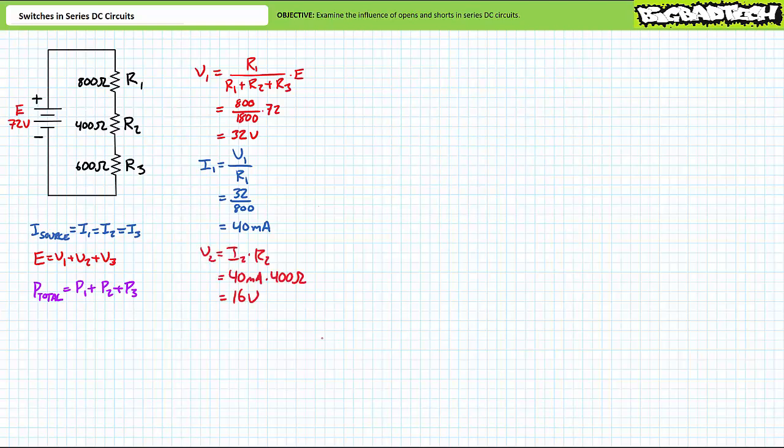An application of Ohm's law demonstrates the voltage drop across resistor 2 to be 16 volts. An algebraic rearrangement of the Kirchhoff's voltage law equation for this circuit demonstrates V3 to be the remaining 24 volts.